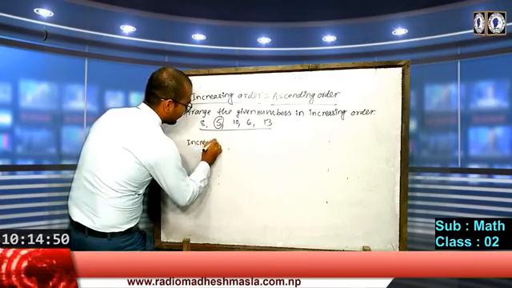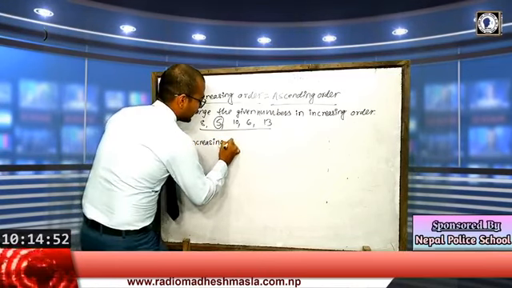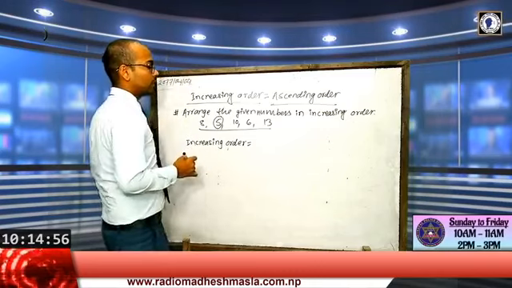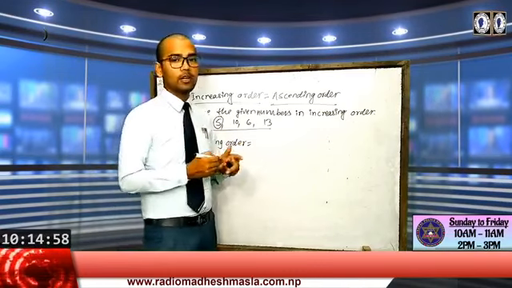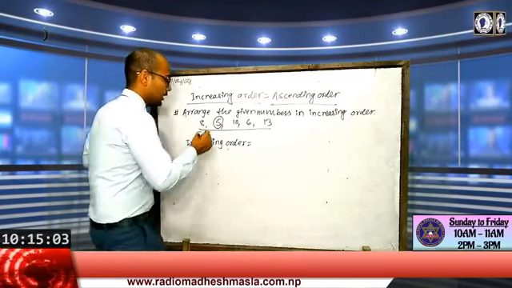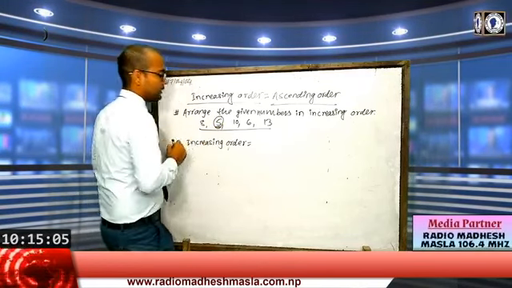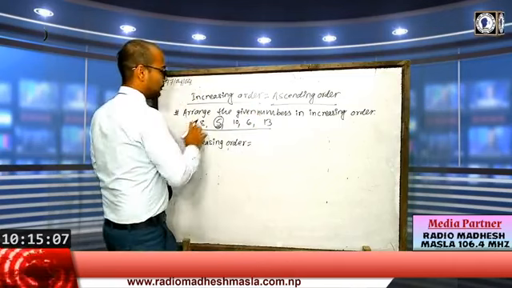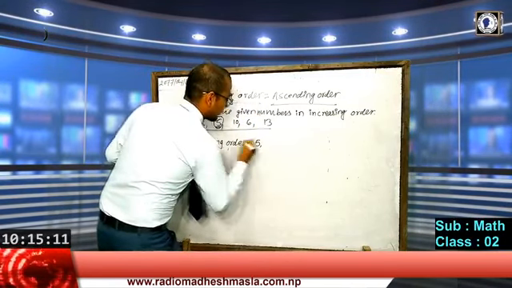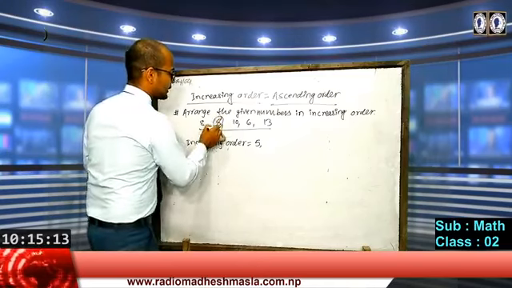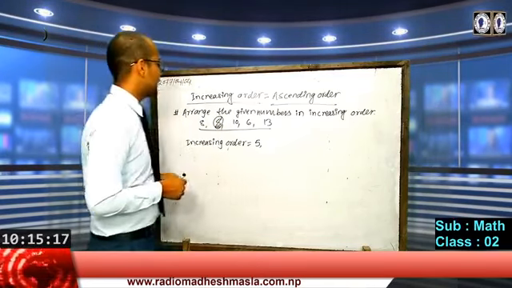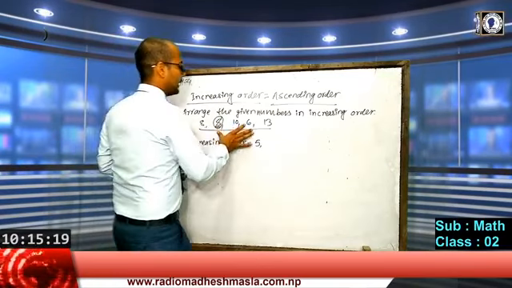increasing order is equal to, we should write the numbers in increasing order from smaller to greater. So here we've got 5 as the smallest among these 5 numbers. So we should write 5 at first. Then 5 is cancelled from there, because we have written 5. Then we have 4 numbers left.